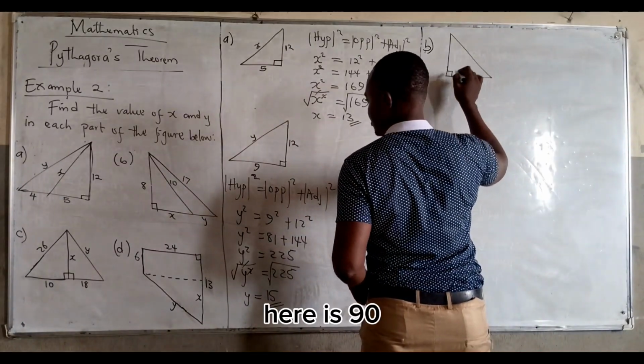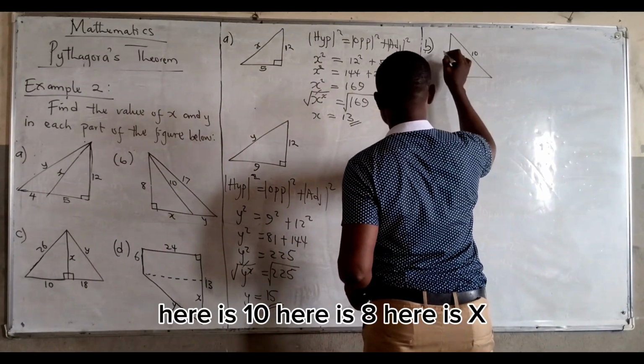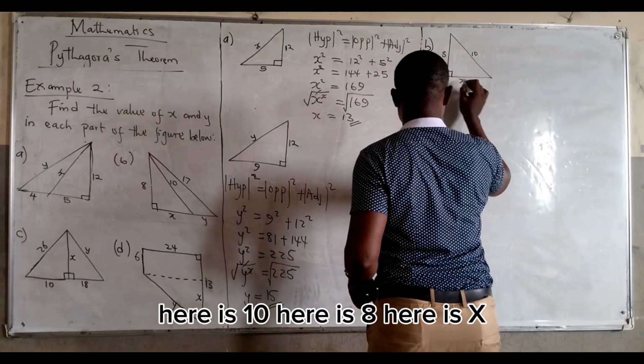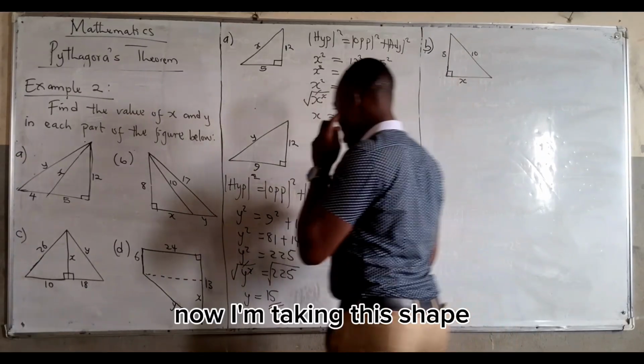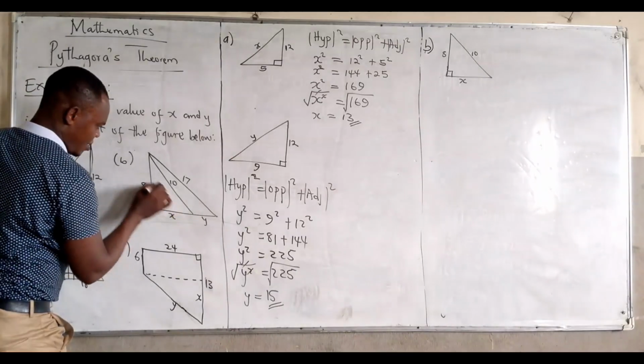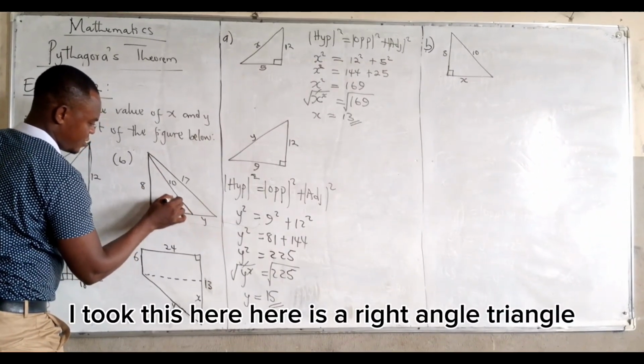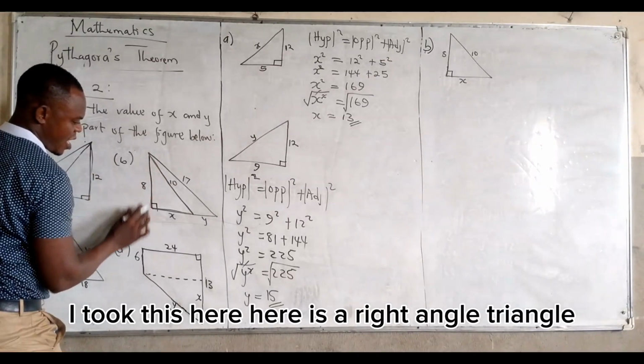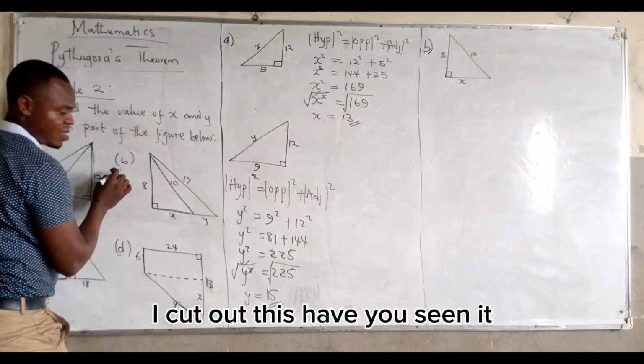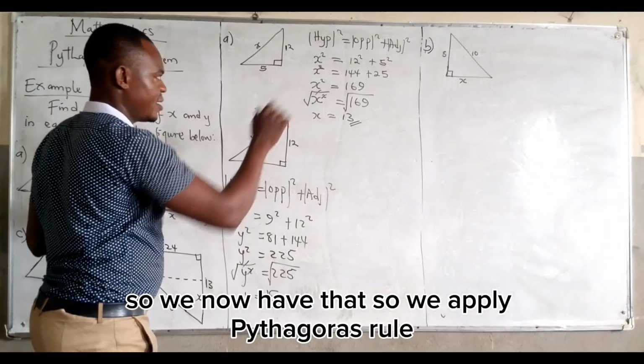Here is 90, here is 10, here is 8, here is X. Now I'm taking this shape. I took this. Here is a right angle triangle. I cut out this. Have you seen it? So we now have that.